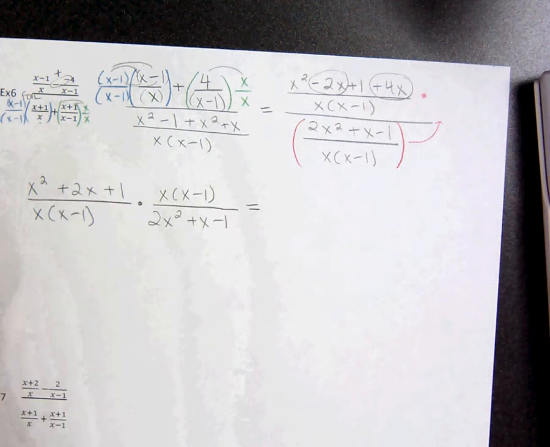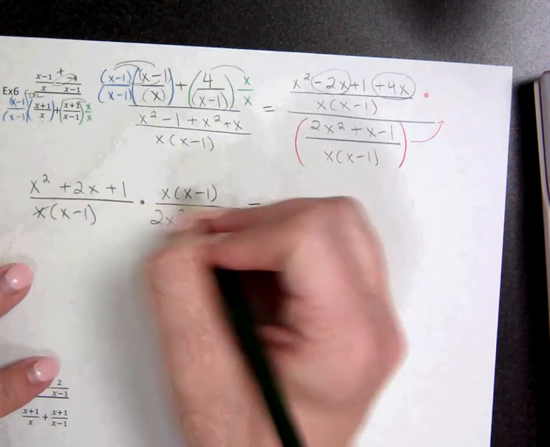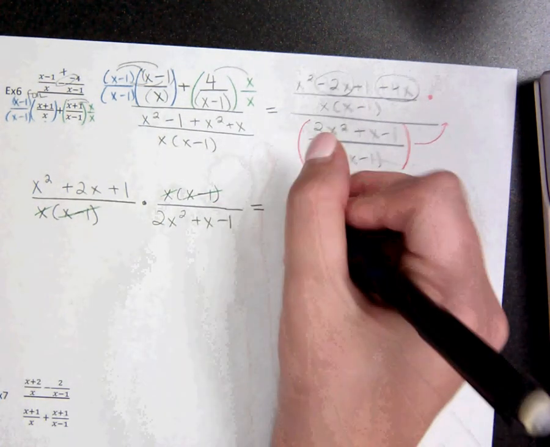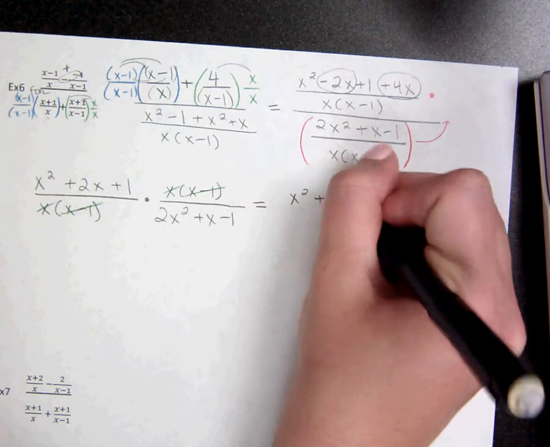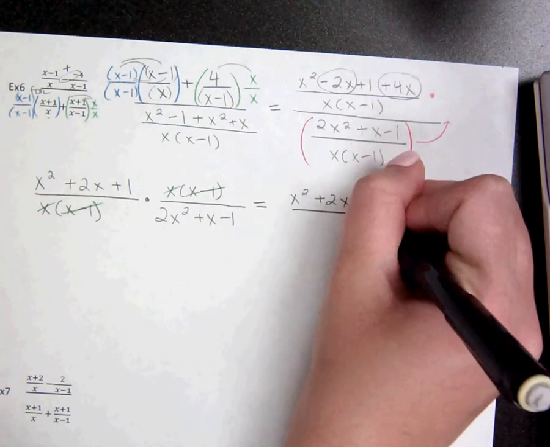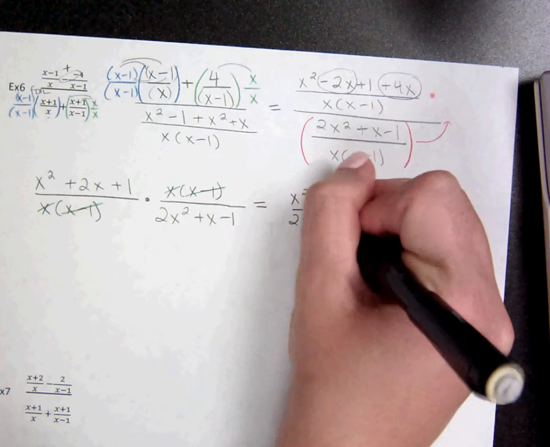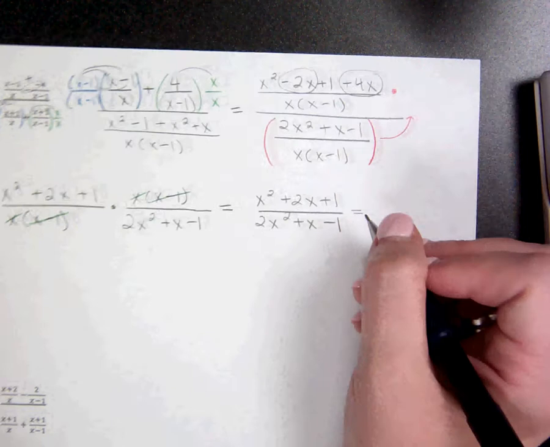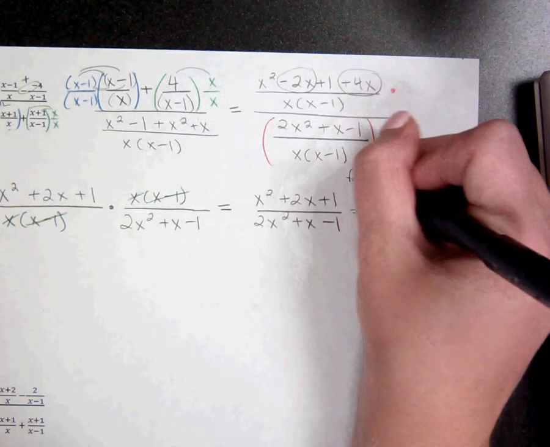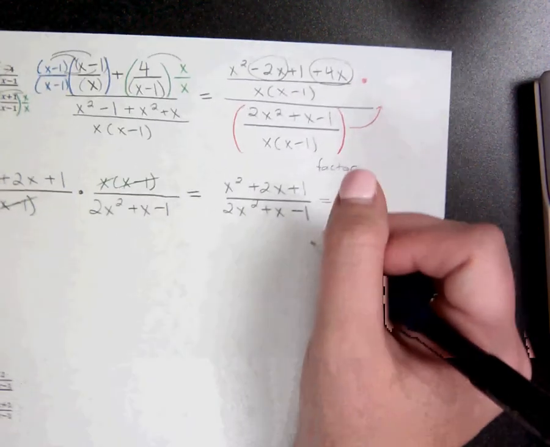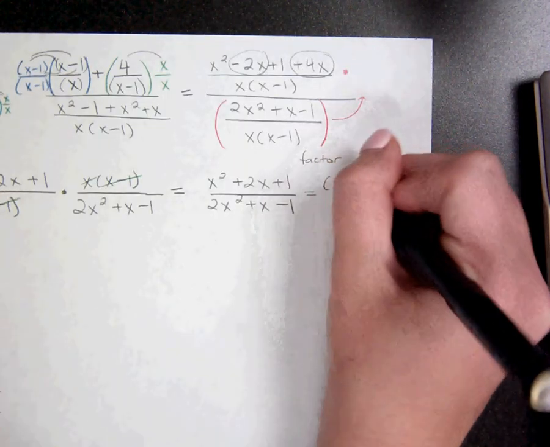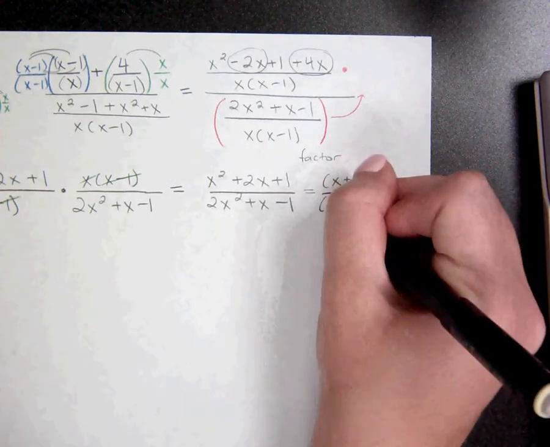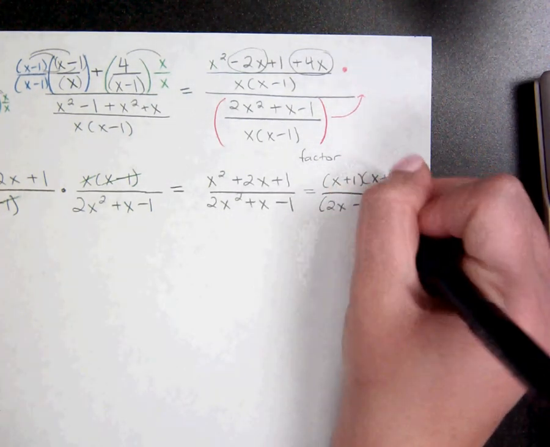From here, the x's can divide off, the x minus 1's can divide off. You're left with x squared plus 2x plus 1 over 2x squared plus x minus 1. Most of the time you're just finished, but these can both factor. So if we factor these, the top becomes x plus 1 times x plus 1. And the bottom becomes 2x, let's see, minus 1 times x plus 1.